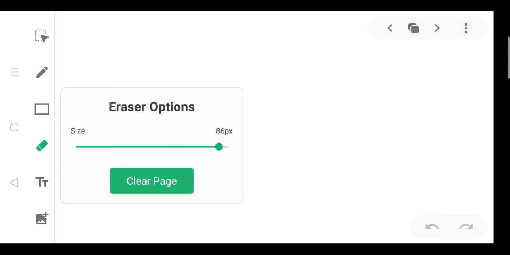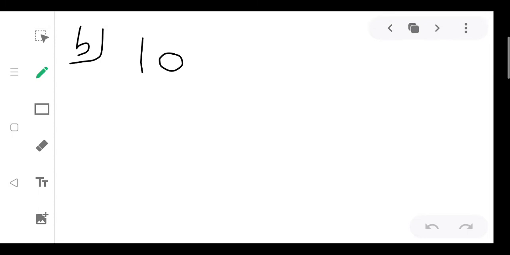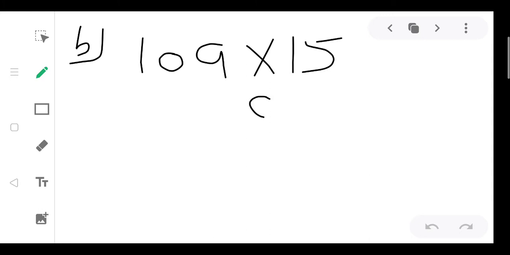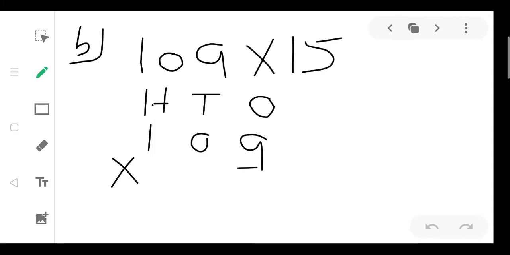Next is 109. It's the B part, question 2 B part. 109 you have to multiply by 15. How will you multiply? First step is you will write the places at the top. The multiplicand contains 3 digits. It means we will write the places up to 100. And we will start writing from the right side. Ones, tens and hundreds. Now put the sign of multiplication.